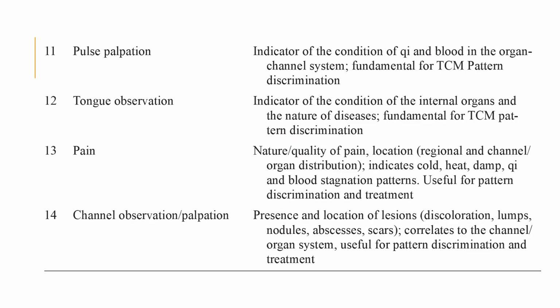Number 11, pulse palpation, indicator for the condition of chi and blood in the organ channel system, fundamental for TCM pattern discrimination. Number 12, tongue observation, indicator of the condition of the internal organs and nature of diseases, fundamental for TCM pattern discrimination. Number 13, the pain. We get the nature, the quality of pain, location, regional, and channel organ distribution. This indicates cold, heat, damp, chi, and blood stagnation pattern, useful for pattern discrimination and treatment.